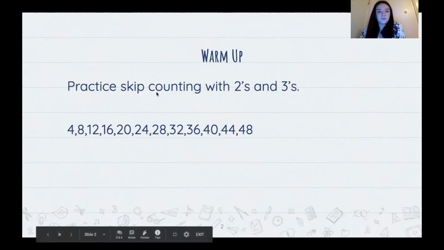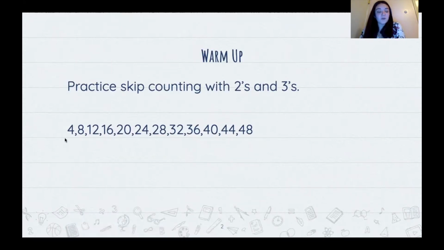Now we're going to take a look at the 4s. This one goes up a little bit higher. This one goes up to 12, but let's say it together. 4, 8, 12, 16, 20, 24, 28, 32, 36, 40, 44, and 48.